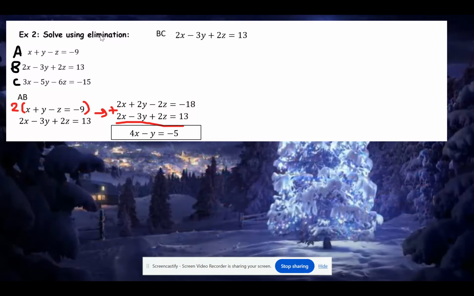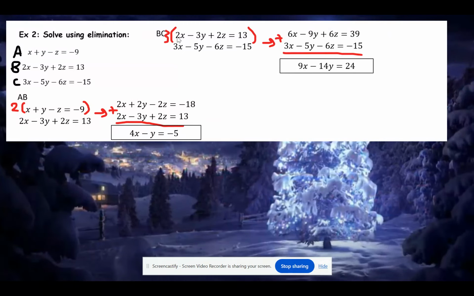I'm going to copy my B equation and my C equation. And I made a commitment that I'm going to get rid of the z's. So that's what I have to do here. I have to make the z's go away. So if I multiply the top row by 3, I can do that. And we'll go ahead and add. And we get 9, -14, and 24. And then draw a box around it.